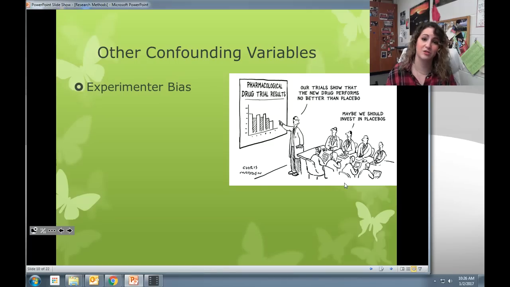Other confounding variables is experimenter bias. If the experimenter knows who's getting the active ingredient drug, or the placebo, some sort of sugar pill that's not supposed to do anything, if the experimenter knows who's getting what, they might be a little bit more likely to treat people differently. Subconsciously, they don't know that they're doing it.